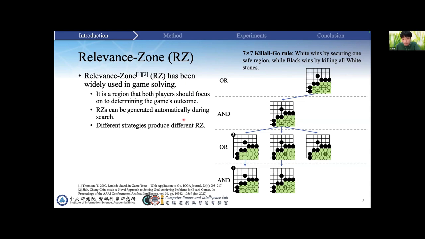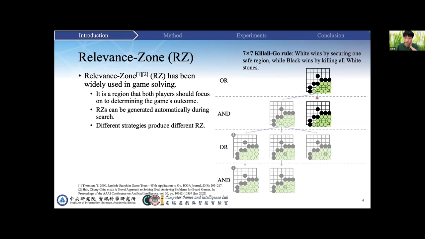And R-zone can be generated automatically during the search. For example, here's a 7x7 kill goal solution tree. Depending on white's current strategy, 3 branches are generated. In the end, the area where white stones live safely is marked in green. That's the R zone. And it automatically merges and propagates upward to the parent nodes in the tree.